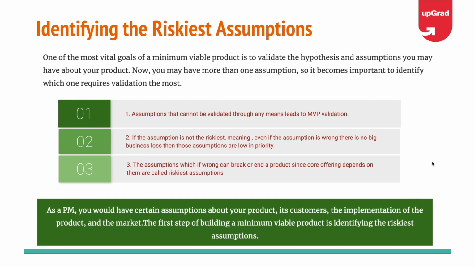If I have to rephrase it in a different way, the assumptions which, if wrong, can break or end a product, since core offerings depend on them, are called riskiest assumptions. So, as a PM, you would have certain assumptions about your product, its customers, the implementation of the product, and the market. The first step of building a minimum viable product is identifying the riskiest assumptions.